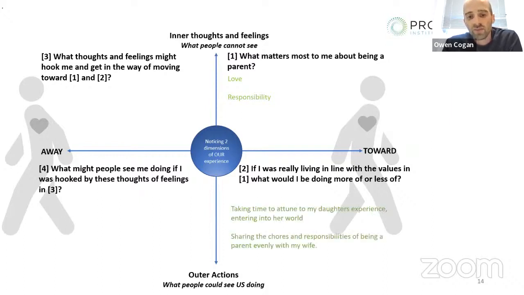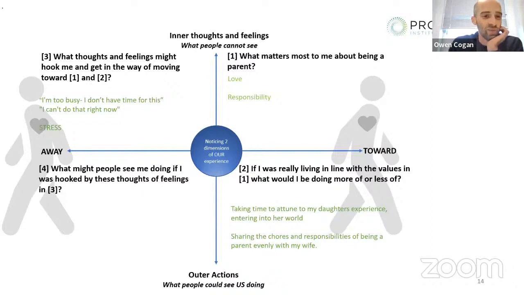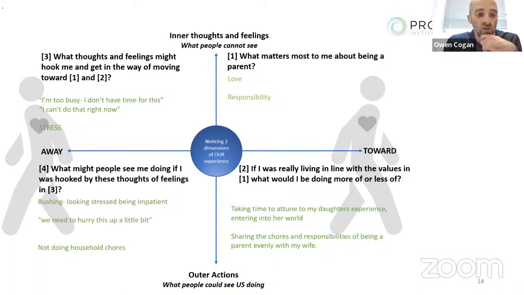So I'd be taking time to attune to my daughter's experience, entering into her world. I'd be sharing the chores and responsibility of being a parent evenly with my wife. Okay, and top left, what thoughts and feelings might hook me and get in the way of me moving towards one or two? And that might be, I'm too busy, I don't have time for this, I can't do this right now, stress. Okay, and then bottom left, what people see me doing if I was hooked by these difficult thoughts and feelings? Might be rushing around, looking stressed, being impatient, saying, we need to hurry this up a little bit.